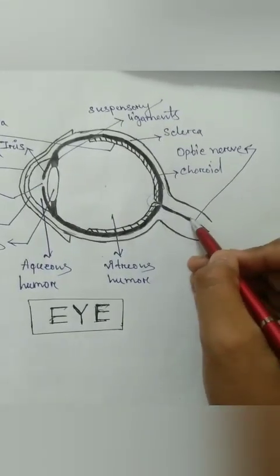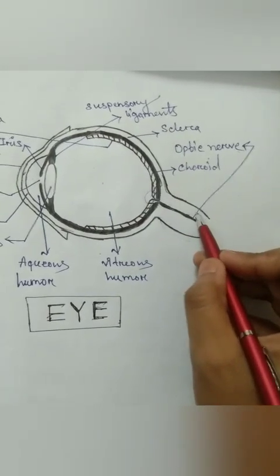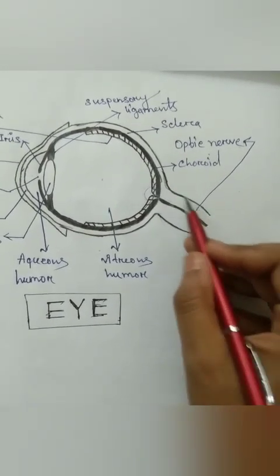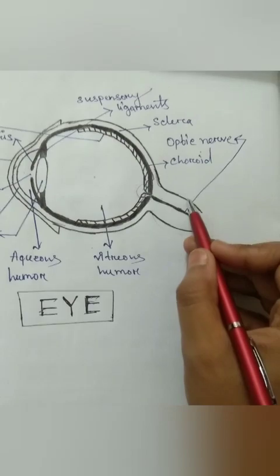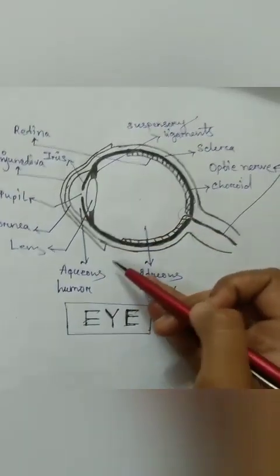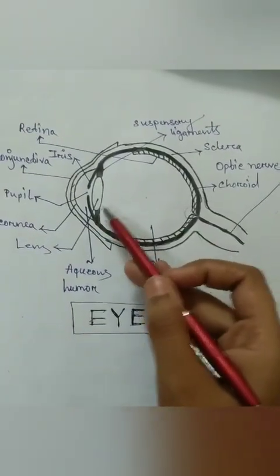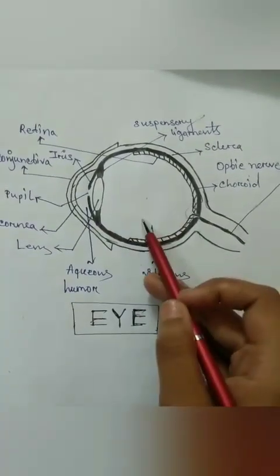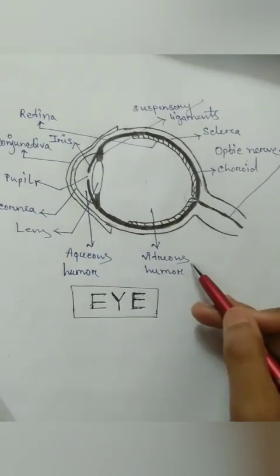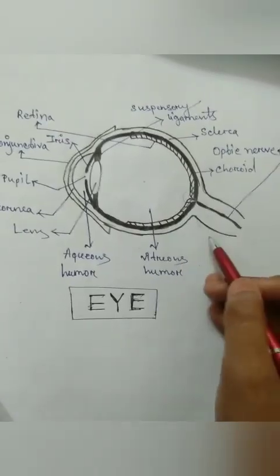Here is the optic nerve, which is located at the back of the eyeball. It contains the axons of the retinal ganglion cells and it transmits the impulses from the retina to the brain. The aqueous humor is mainly produced by the ciliary body, which provides oxygen and nutrients to the inner eye. Vitreous humor also helps in providing oxygen and nutrients to the eye.